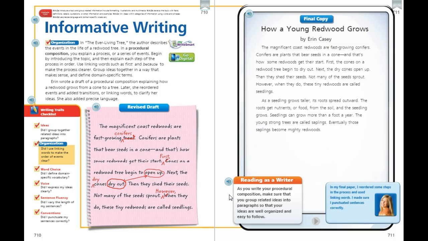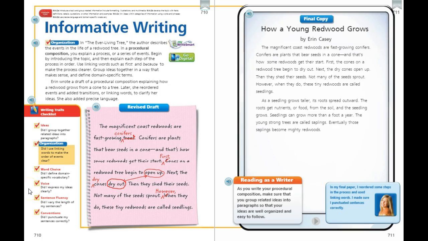All right. Let's look at the checklist. This is what you're going to think about as you look and revise your draft as you look to put it into a final copy form. Okay? Did you group together related ideas into paragraphs? Did you use linking words to make the order of events clear? That's the first, next, finally, last. Did you define domain-specific vocabulary, like she defined conifers?